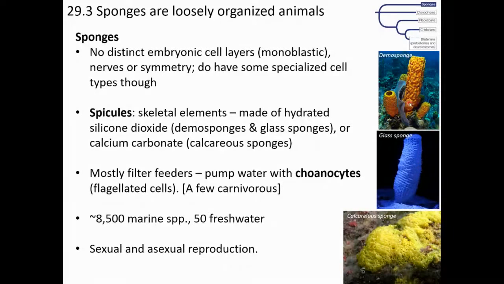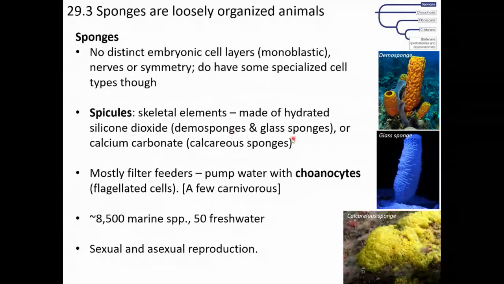You do get ones that form cylindrical forms, but many of them are encrusting rocks and things like that. They do have some specialized cells, some of them flagellated, some not, but not as distinctive as in many other groups. Their structure is held together by skeletal elements comprising spicules, which are made of different compounds depending upon what type of sponge you are.